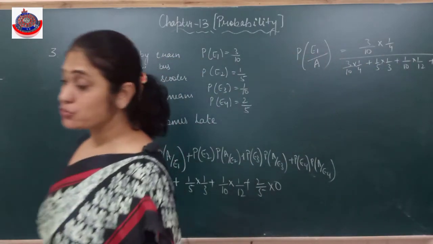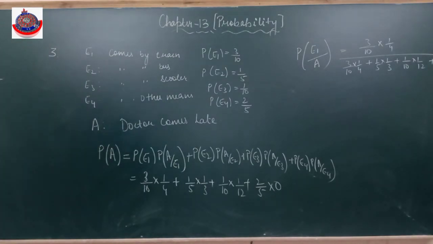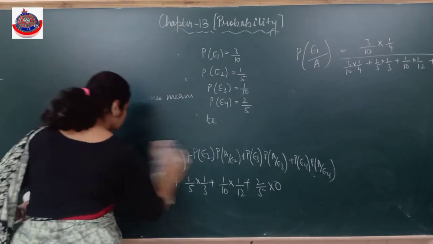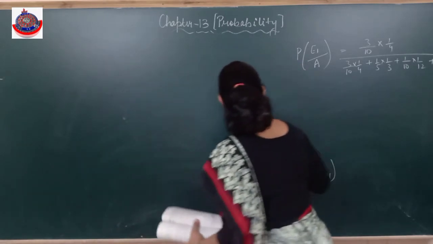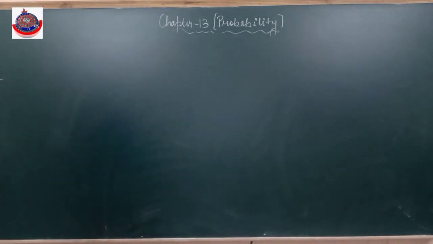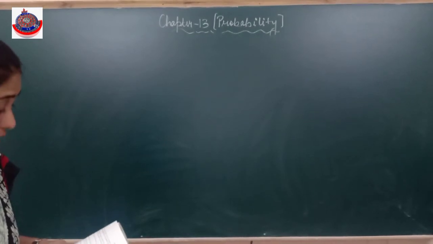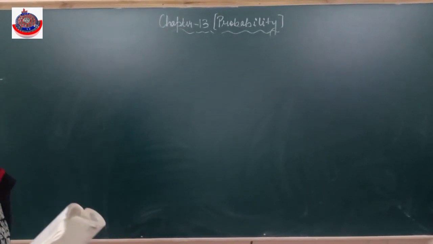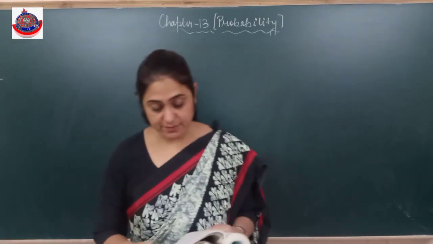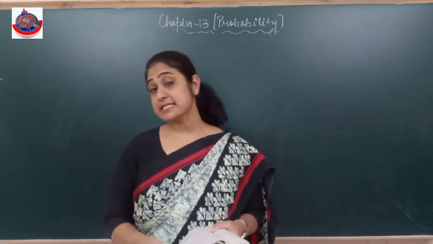Understood? Any doubt anyone has? I hope it's clear to everyone by now. We'll pick up one more example so that things are more clear. A man is known to speak truth 3 out of 4 times. He throws a die and reports that it is a 6.